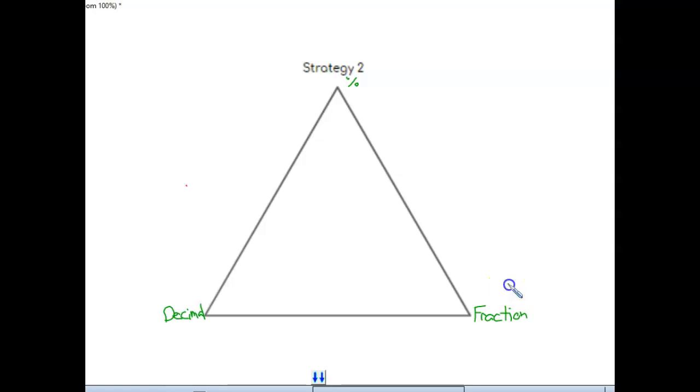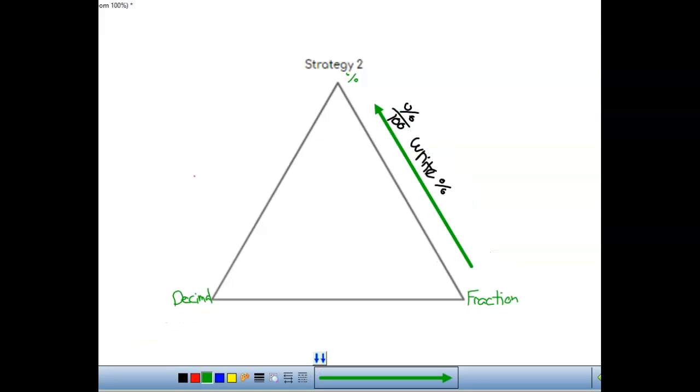So if I have a fraction and if I want to go to a percent, just like before, we know that it's percent over 100, and we're just going to write the percent, okay? All right, so I was trying to make this look nice, but when you go to fraction, it's percent over 100, so you have to get to 100 and then just write the percent, okay?